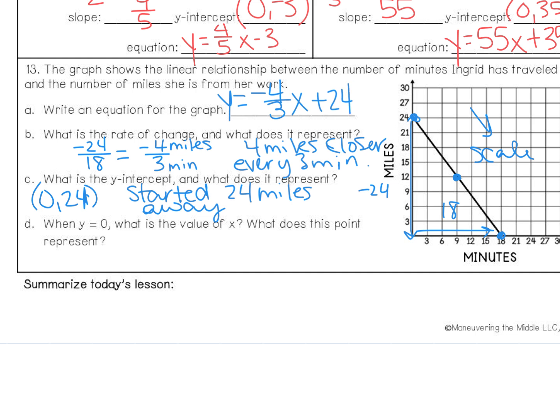Last question. When y is 0, what is the value of x? So I need x when y is 0. Where do we see that? Where y is 0, what's our x value? 18. Okay, so let's talk about this. This is called an x-intercept, right? It's crossing the x-axis. I want you to write a star, and I want you to know this is also called a zero. Not 0 slope, which is a horizontal line, but it is called a zero.